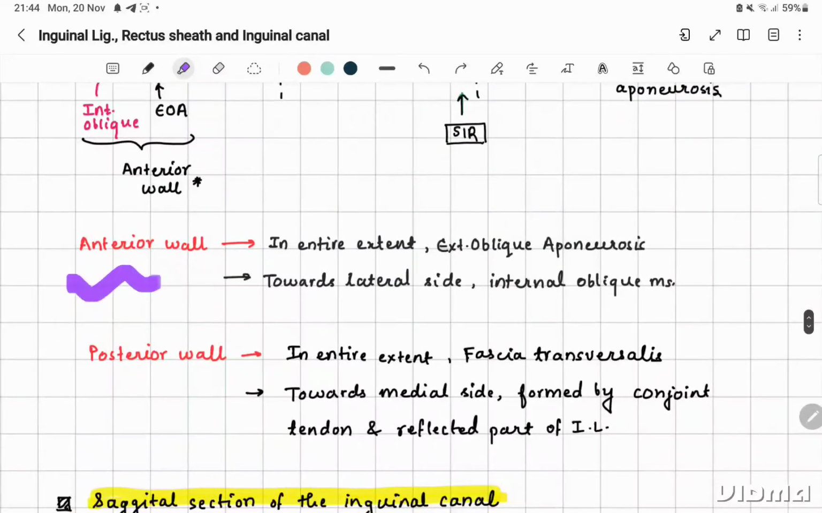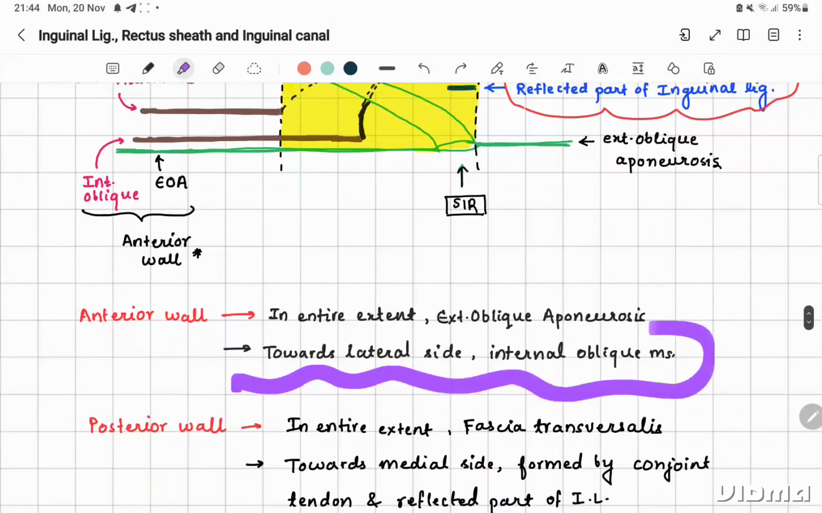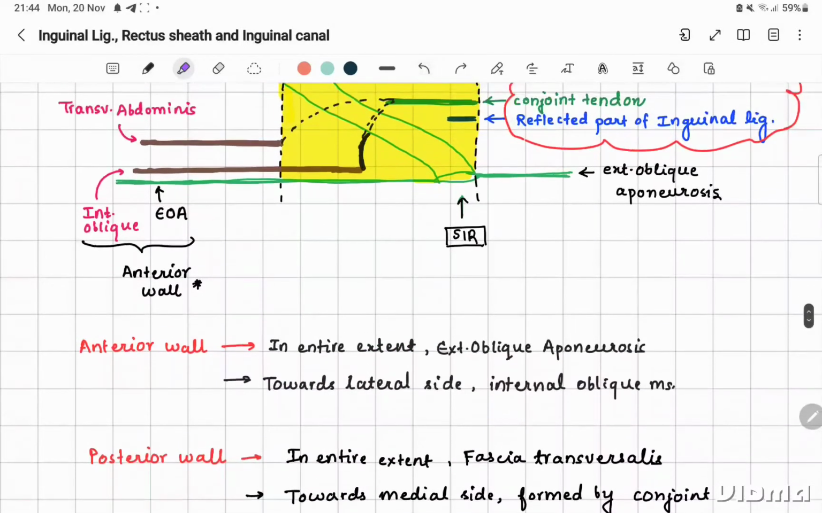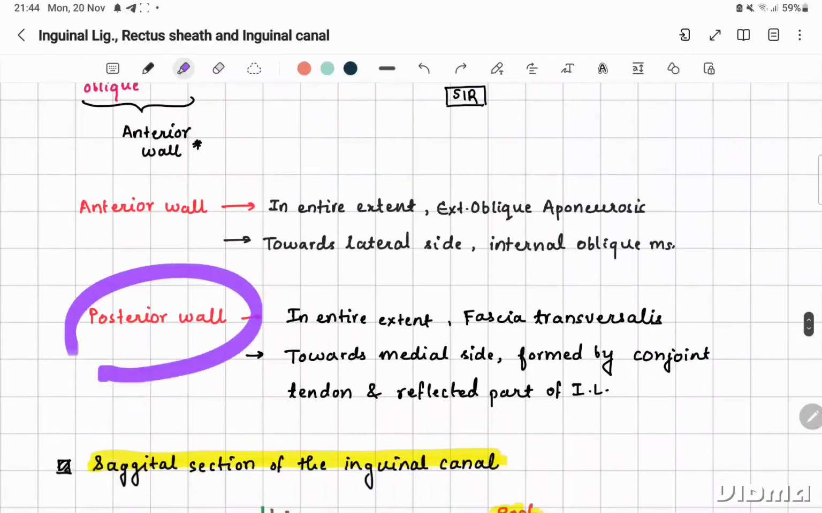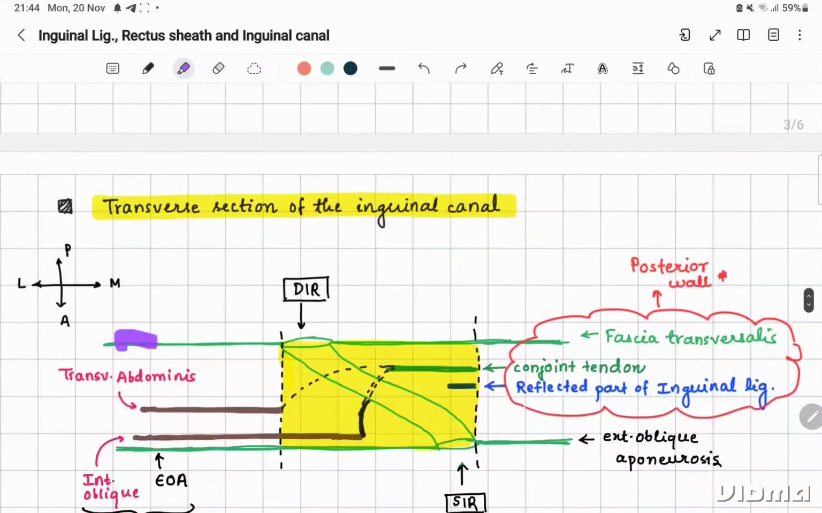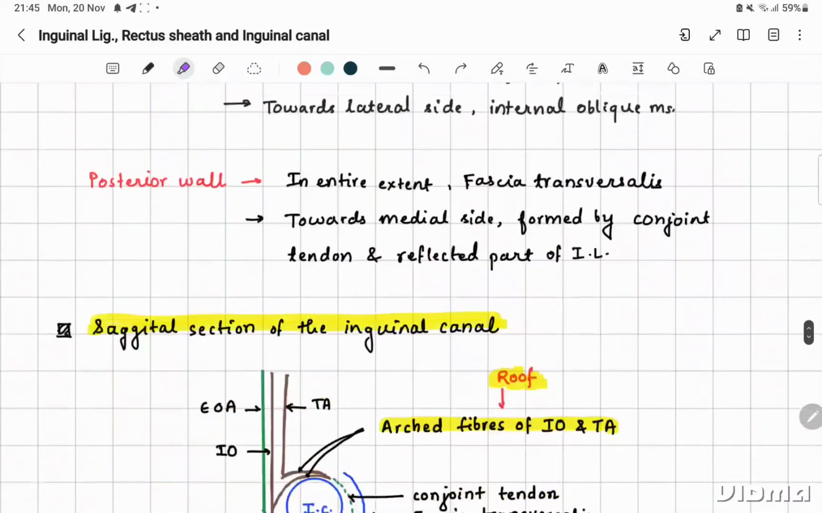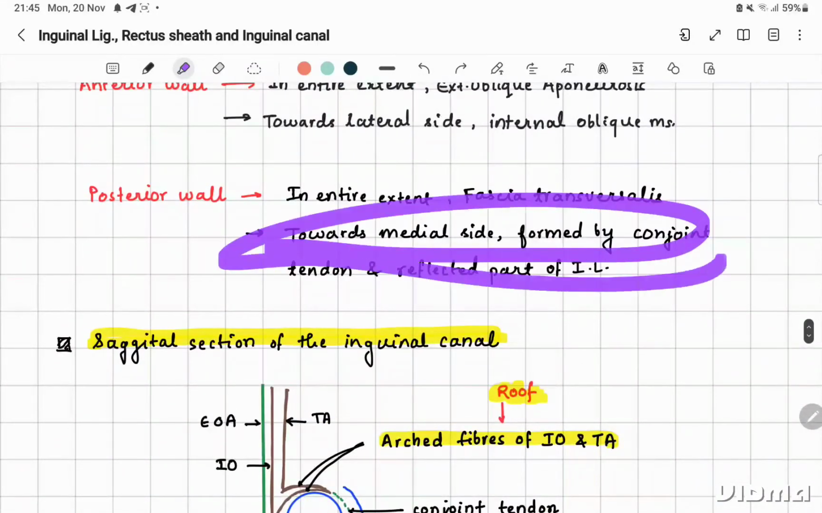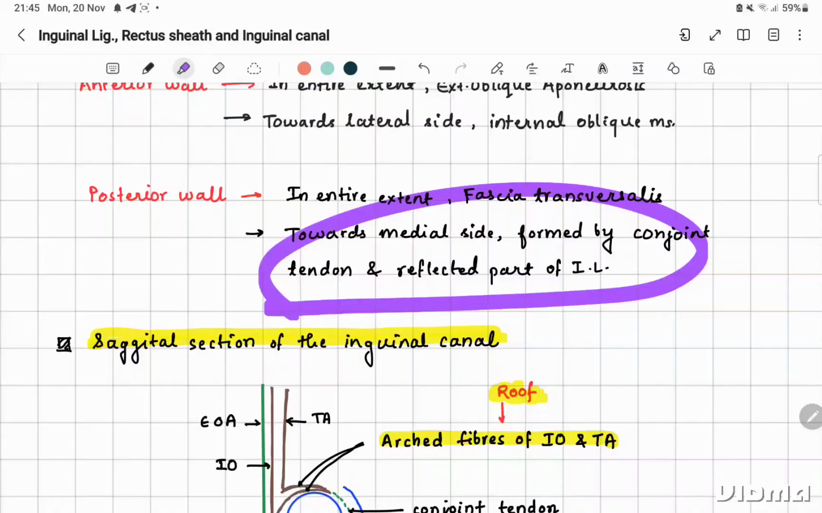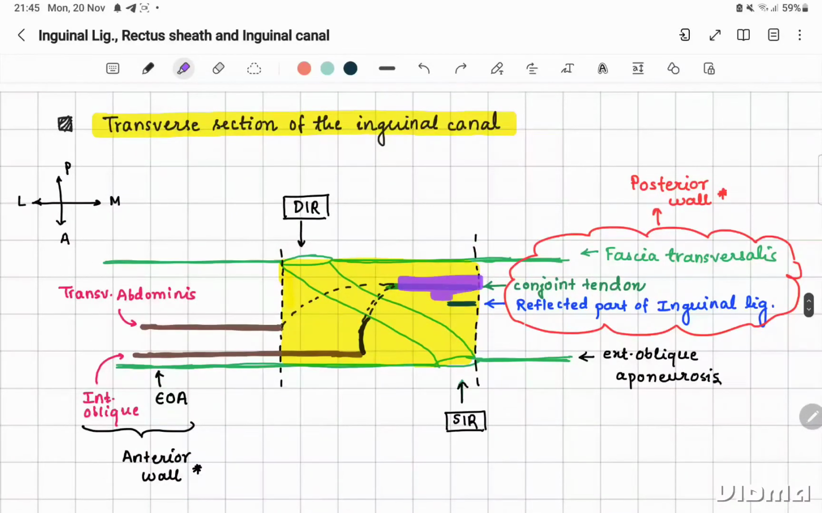Understood? In this anterior wall, in its entire extent, external oblique aponeurosis is there, and towards the lateral side, internal oblique muscle is also there. And the posterior wall in its entire extent, your fascia transversalis is covering. Towards the medial side is the conjoint tendon and the reflected part of the inguinal ligament. Conjoint tendon and reflected part of inguinal ligament are forming just the medial part of your posterior wall.